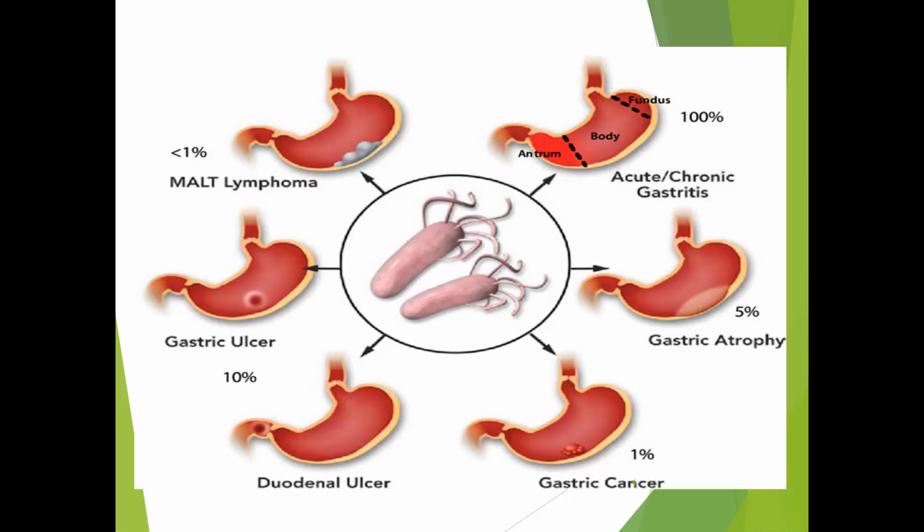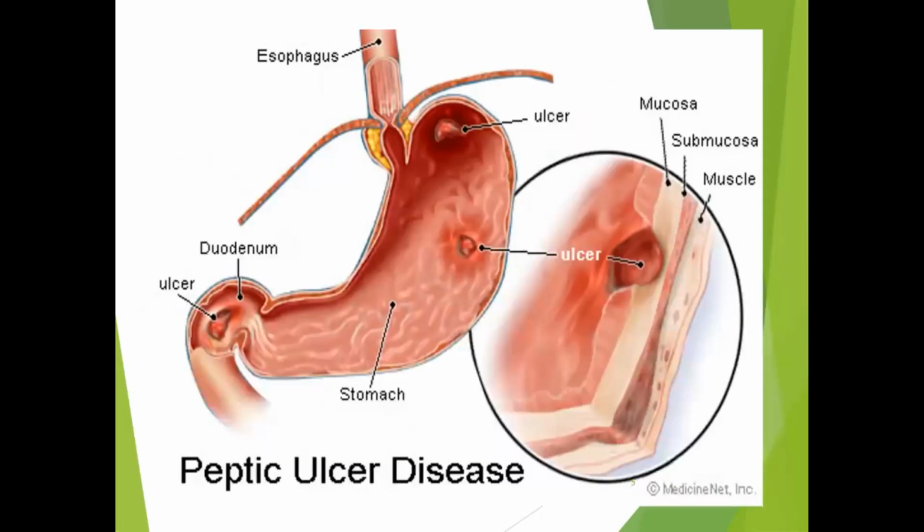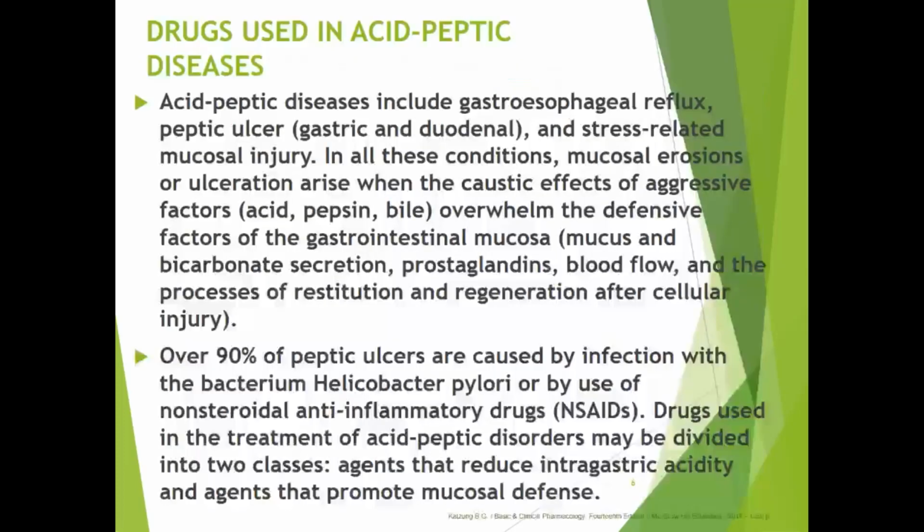That is an interesting fact. We don't know why, but practically cancer is almost impossible in this part of the gastrointestinal tract. Gastric ulcer, MALT lymphoma: that is the result of an absolutely abnormal answer to chronic Helicobacter pylori infection. Peptic ulcer disease is a complication of chronic Helicobacter infection, or non-steroidal anti-inflammatory drugs affect the surface of the stomach. Drugs used in acid peptic disease.